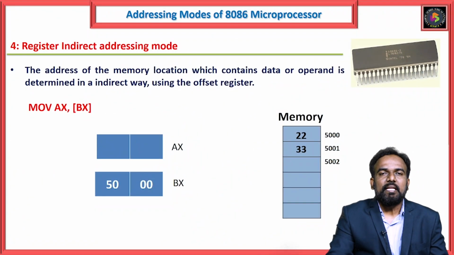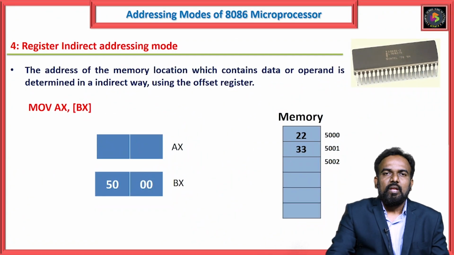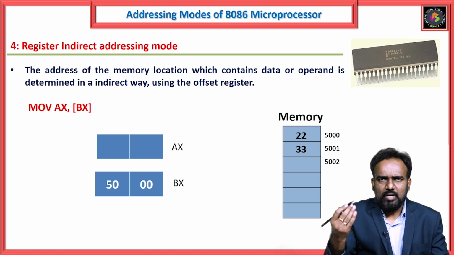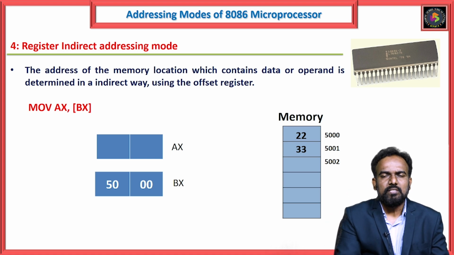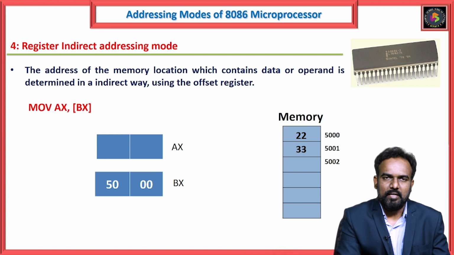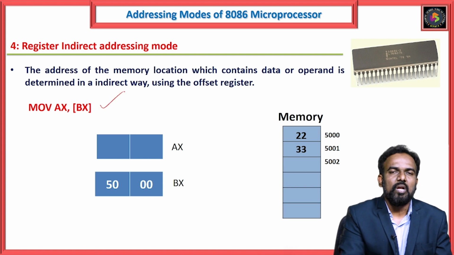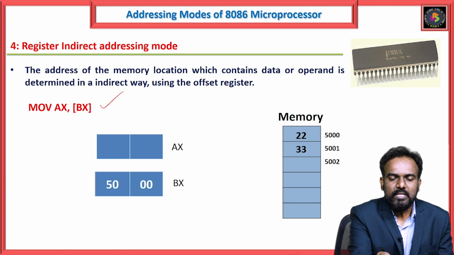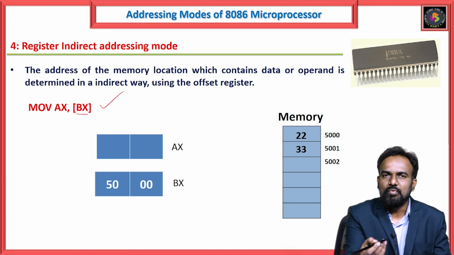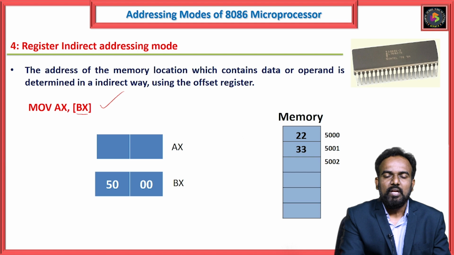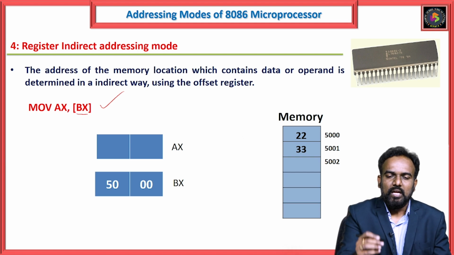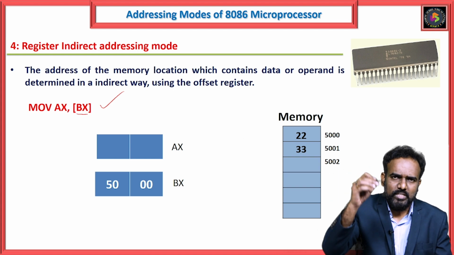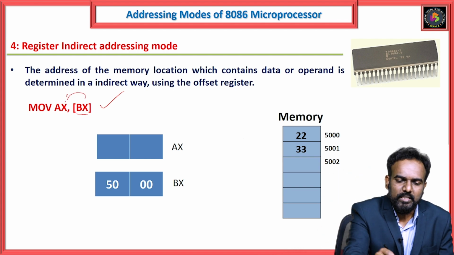Next one, register indirect addressing mode. Similar to register addressing mode, here the two operands are registers only, but one of the registers is going to hold an address. This is the example programming instruction: MOV AX, [BX]. The BX register is a general purpose register, usually called the base register. This register is holding some address. That address points to some data, and that data we are moving into the AX register.